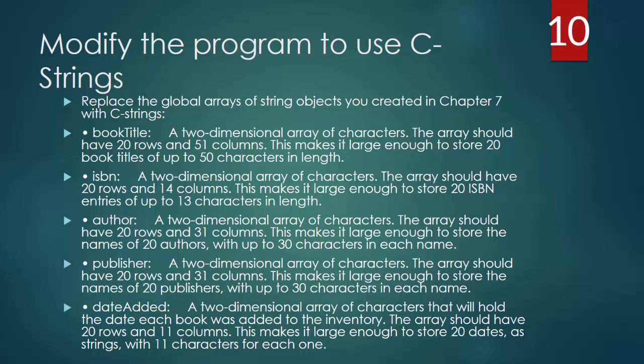Similarly, ISBN will be 20 rows, because all of them will be 20 rows since we have 20 available titles to store. But the second dimension for ISBN will be 14 columns because we will store 13 characters in length for the ISBN. And so forth. The same for author, publisher, and date added. We will just be changing the number of columns for each.